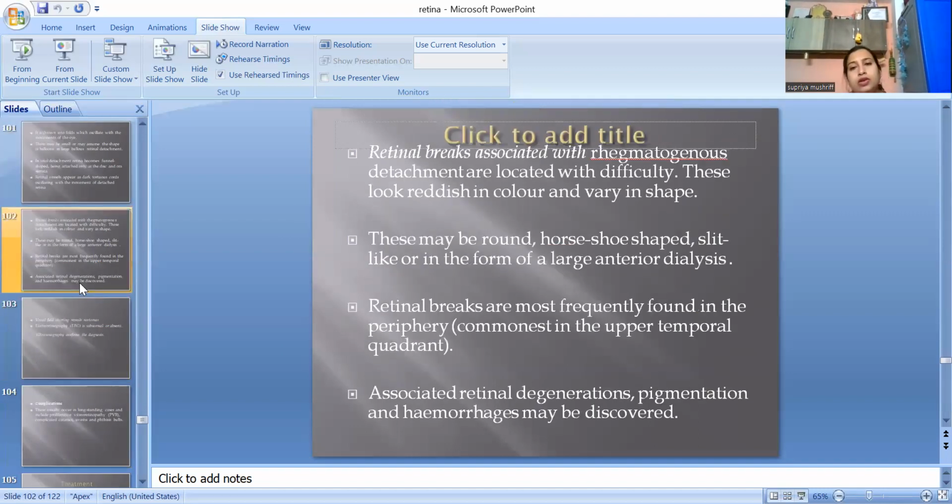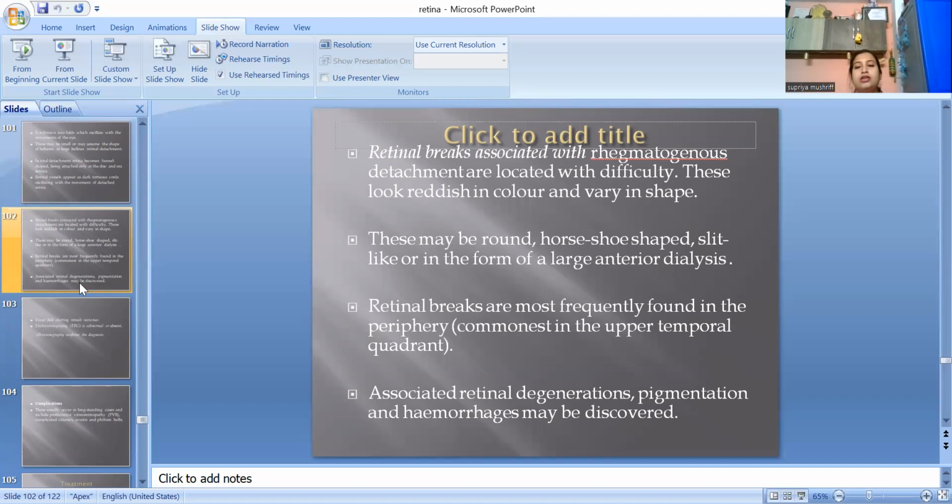Retinal breaks associated with rhegmatogenous RD are located with difficulty. These look reddish in color and vary in shape. These may be round and horseshoe-shaped, slit-like, or in the form of large anterior dialysis. Retinal breaks are most frequently found in the periphery. Most common is the upper temporal quadrant.